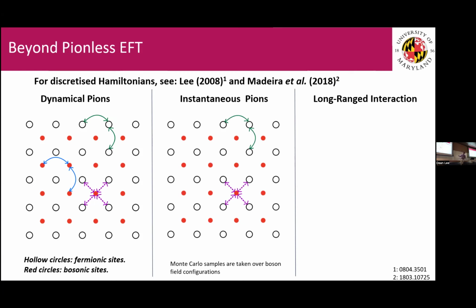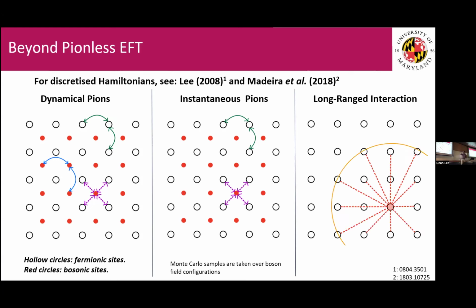In the instantaneous pion case, the pions essentially aren't moving, and we're replicating the dynamics of the pions by basic Monte Carlo sampling from the action. But again, we have the fermions hopping around, and we have interactions between the pion field and the fermions. And then finally, we have the Yukawa type potential where I've integrated out pions totally, and I've replaced them with a long-range interaction between nucleons. Because this is an exponentially decaying interaction, you can think of just truncating the interaction at some finite distance and then implementing that.